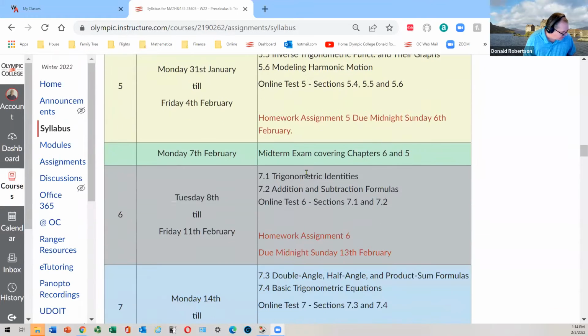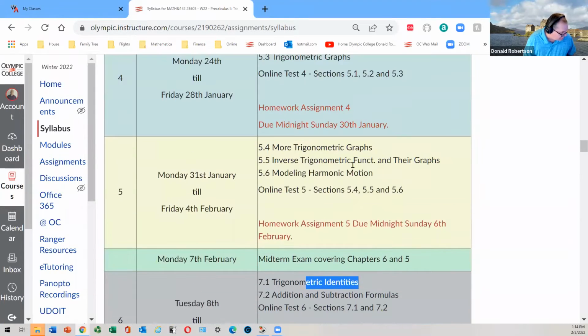Have you noticed that the trig identities is not part of this midterm? Right, I know we did it yesterday, and it's not even part of this week's homework.